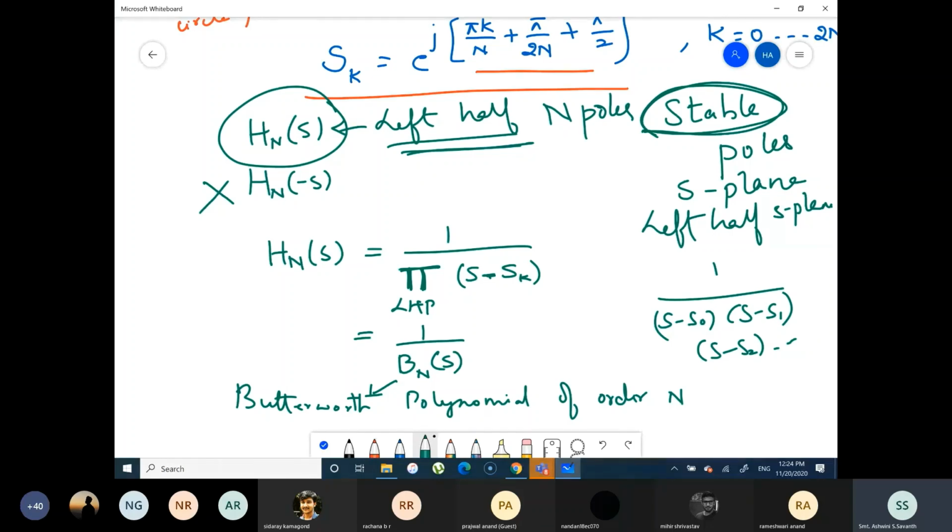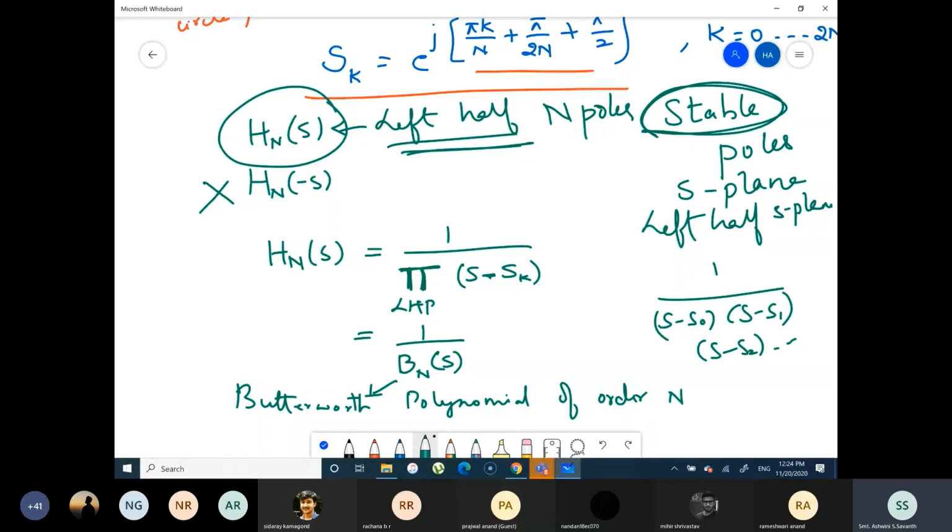Initially they were allowing these tables to be used in the exam because the computations are too large, but then they stopped. So in your filter design, you will have to find out this Butterworth polynomial. How do we find out this Butterworth polynomial for different orders? You learn for one or two, it will be the same for the others.